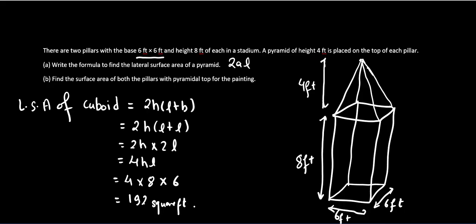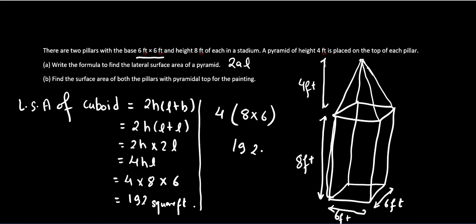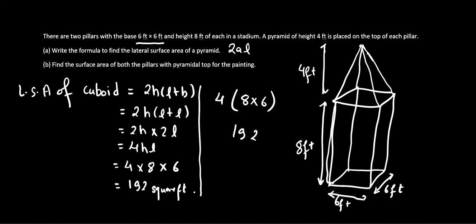In case in an examination you forget the formula, how do we find the LSA? Then you also have a simple trick. First you see this face. This rectangle, the area would be length into breadth, that is 8 into 6, the area of one rectangular face. And how many such rectangular faces are there? There are four such rectangular faces, because one, two, on the back three, and here four. So you're going to get the same answer, 192 square feet. Whichever you feel comfortable with, you can use.